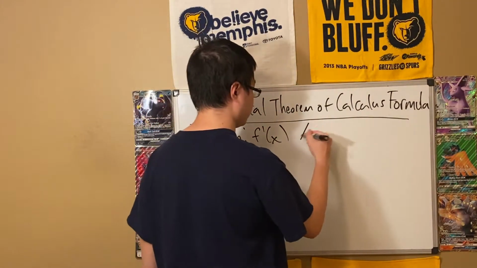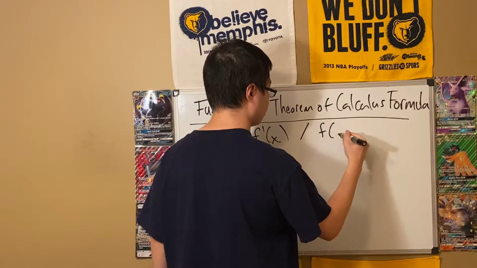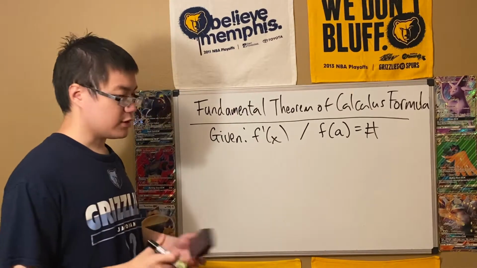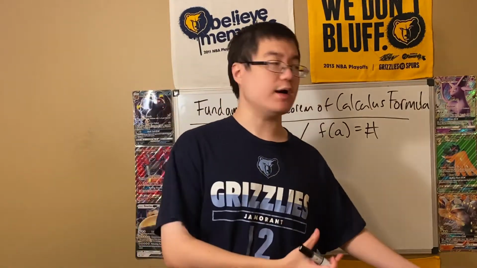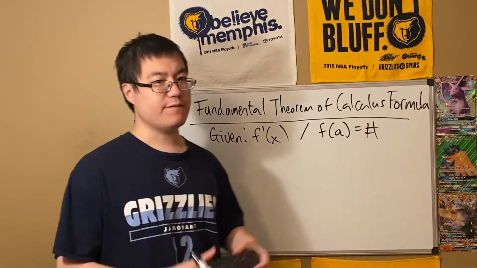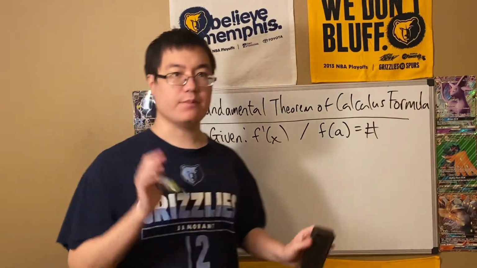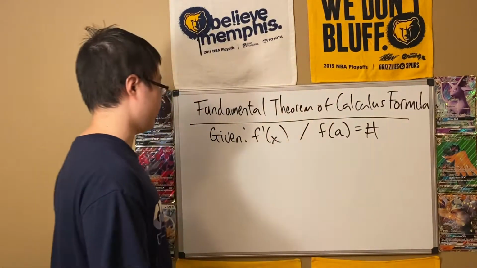You're also going to have an initial point. We're going to call that f of a equals a number. So the givens will look something like f prime of x equals 2x, and f of 4 equals 7. From there, we would know immediately, boom, it's the Fundamental Theorem of Calculus.